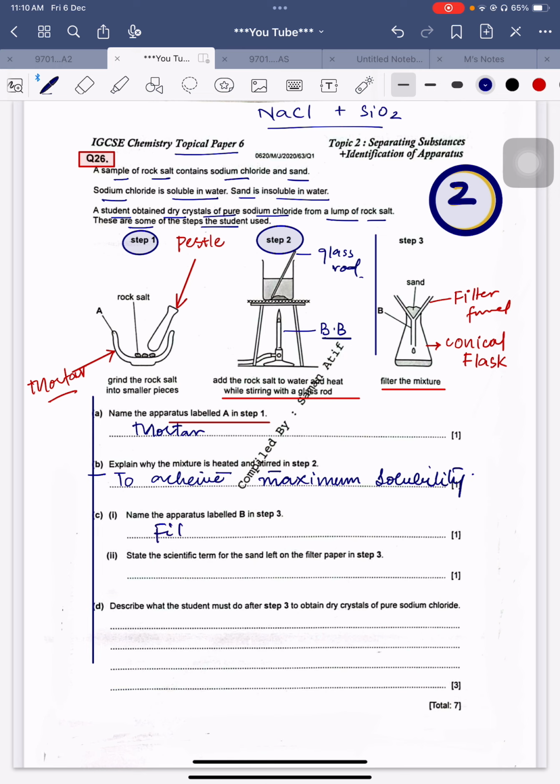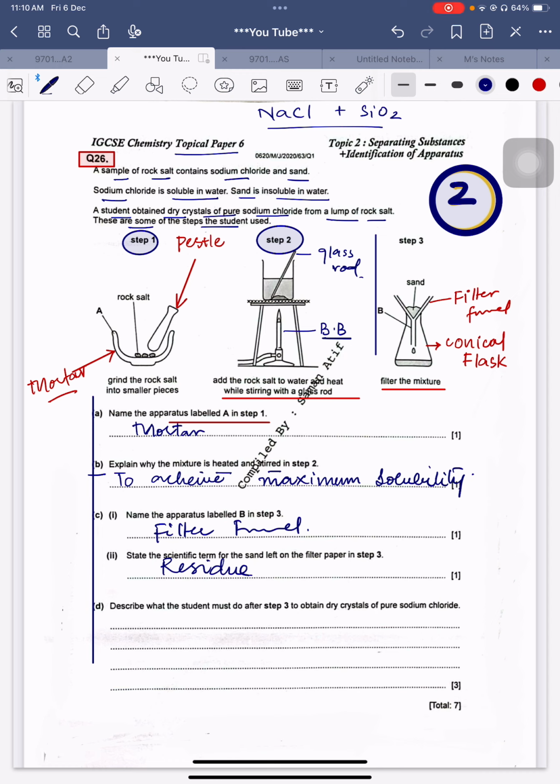Now the next question: state the scientific term for the sand left on the filter paper in step number three. It is called the residue. And remember that the liquid passing through the filter paper is called the filtrate. The filtrate will be collected in the conical flask, whereas the residue stays on the filter paper.